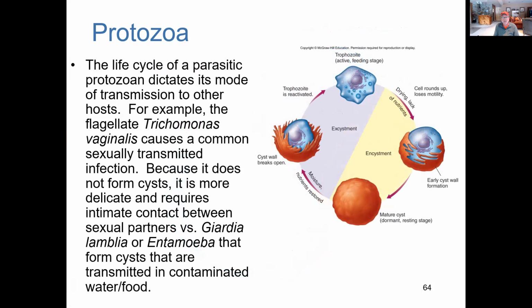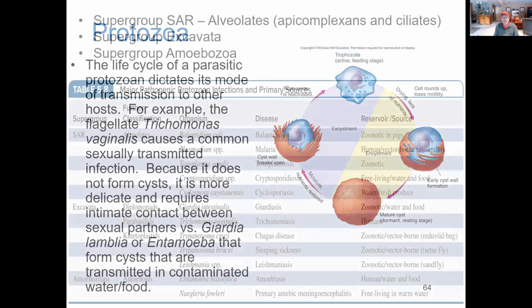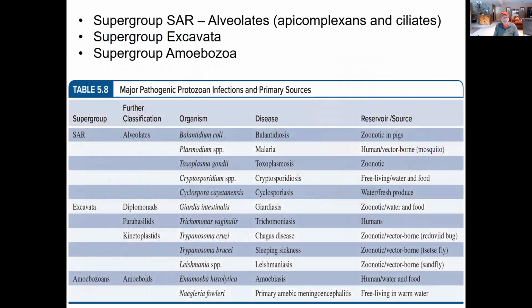And I'll just let you read over that slide. Okay, so another table with some additional taxonomy here. Not to confuse you, do not freak out when you see this. I'm not going to be asking you to regurgitate this table. I simply want to have you be aware of the three major supergroups, they're called, within which some pathogenic protozoa would be classified.